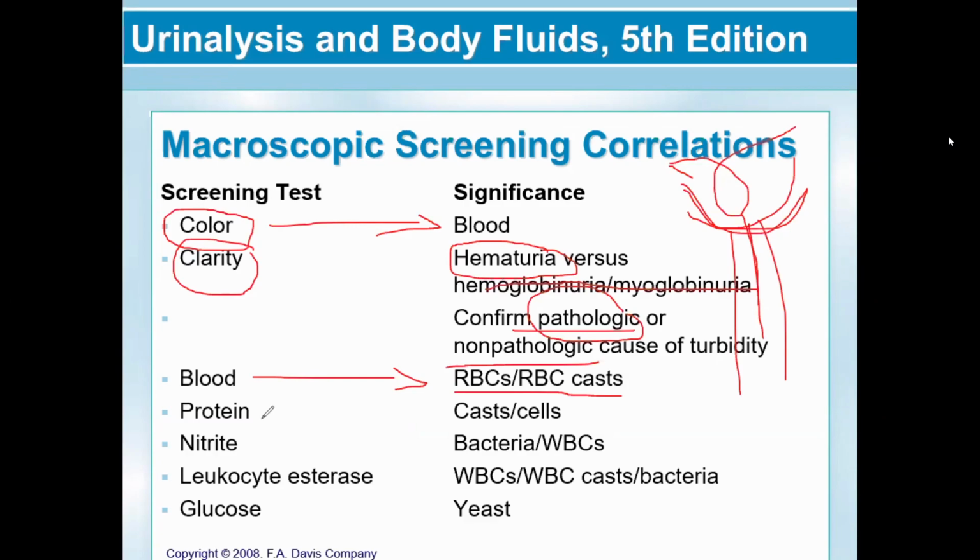Next, we also have presence of protein. If we get a positive protein result in the chem exam, expect that there may be presence of casts or cells. What else? Your nitrite. If it's positive in the chem exam for nitrite, for a true infection, it should also be positive for leukocyte esterase, and you will see bacteria and WBCs under your microscope.